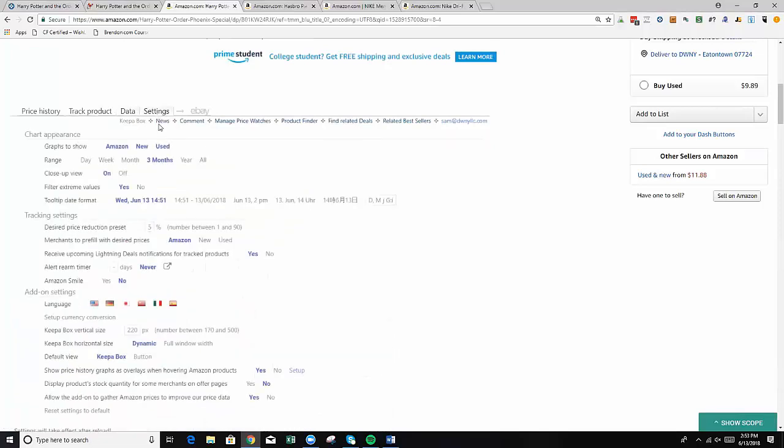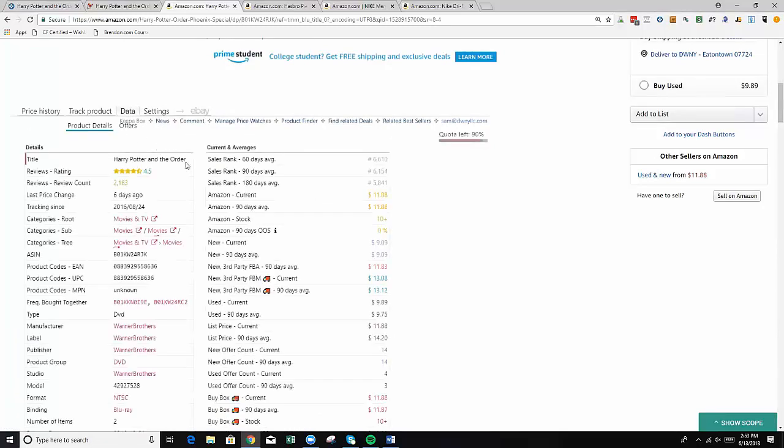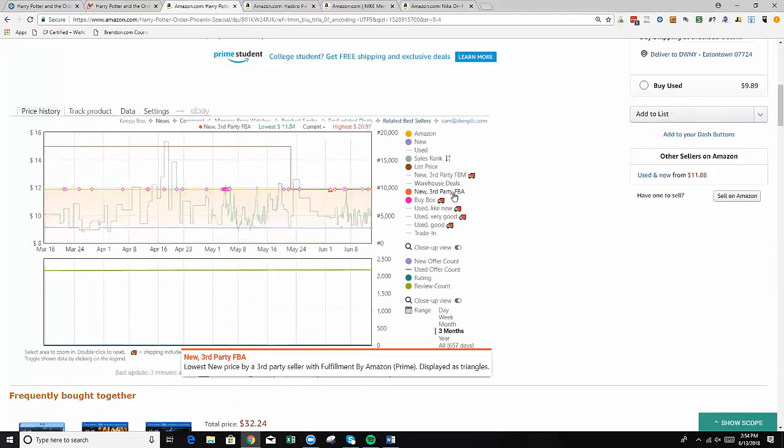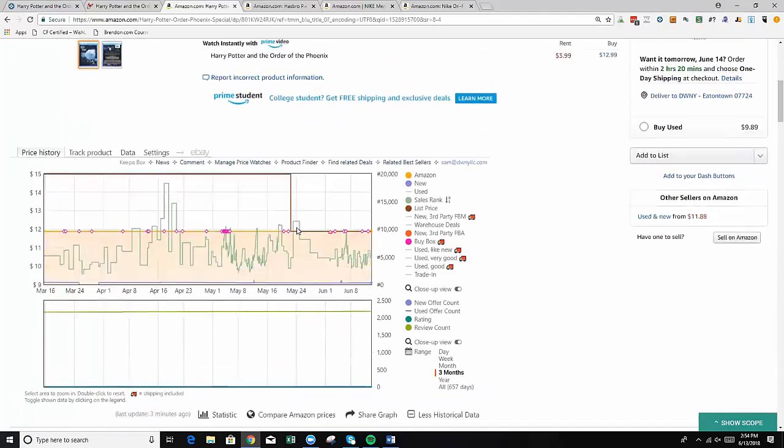So that was a brief overview of Camel and Keepa. Any other questions in the meantime? Anything that you want me to go over or reiterate, or just regarding the graphs?